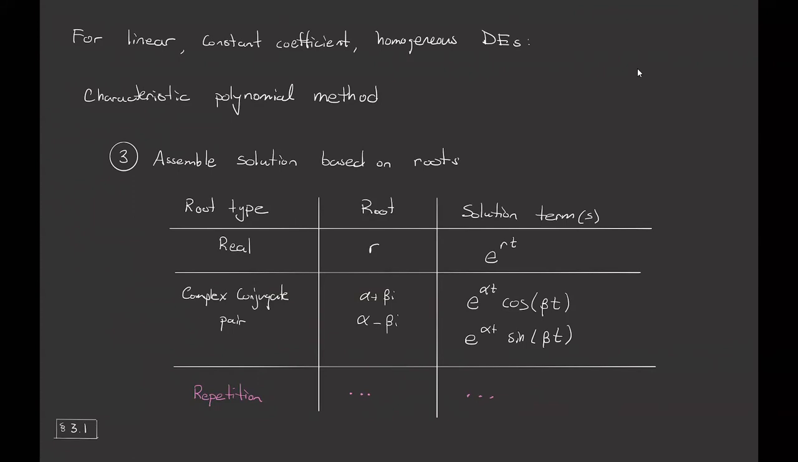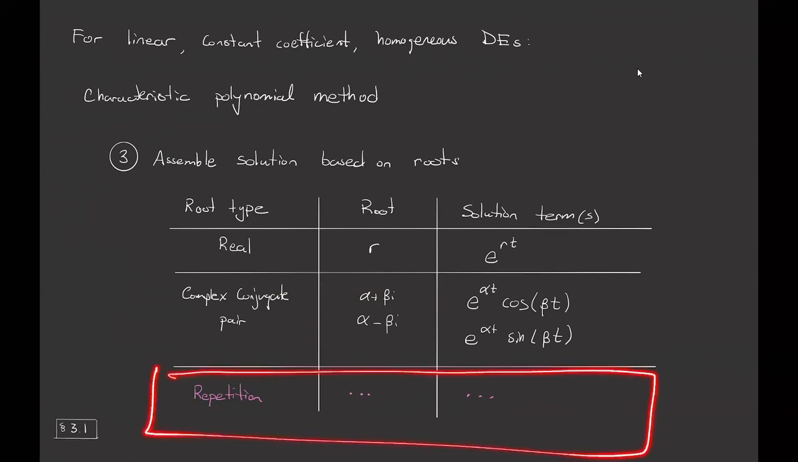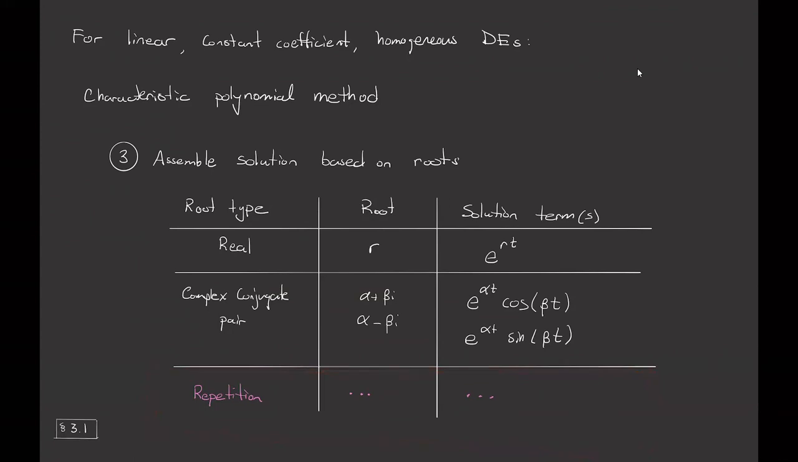Now, at the base level, if you have a real root and it's not repeated, so notice down here I've got some space for repetition. When we look at the roots in the real and complex conjugate pair case, we're assuming that they don't repeat, that they have multiplicity 1, as it were. So if your root is, let's say, r, then you would get a solution term that is e to the rt.